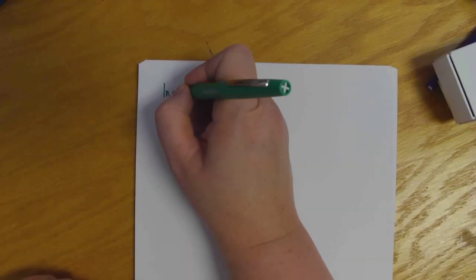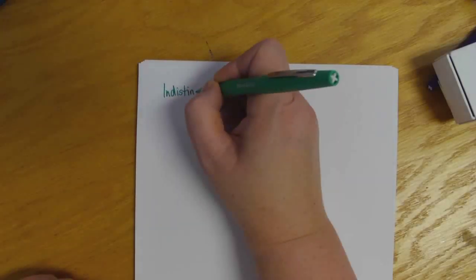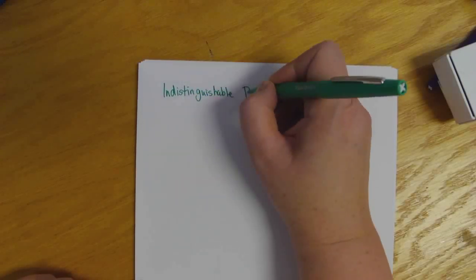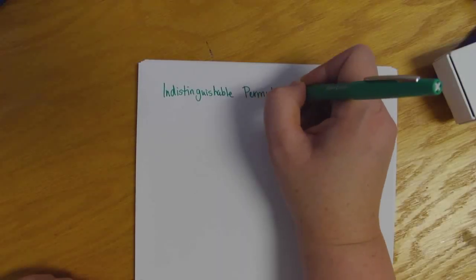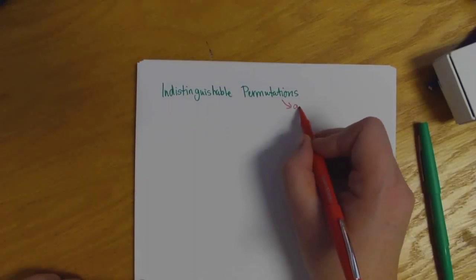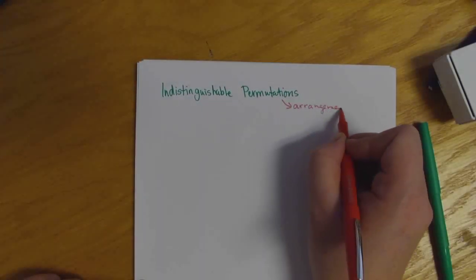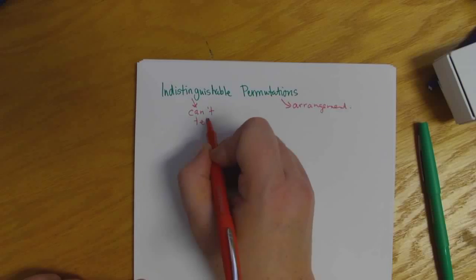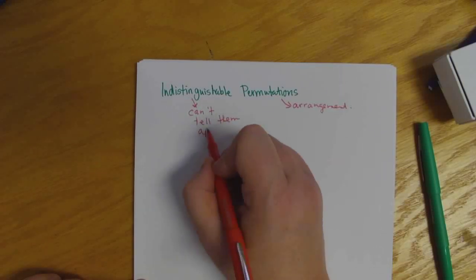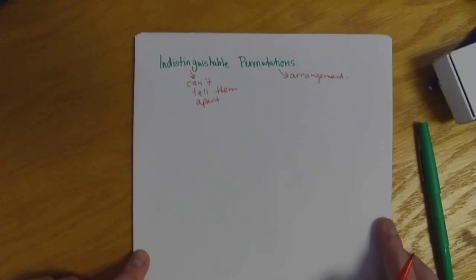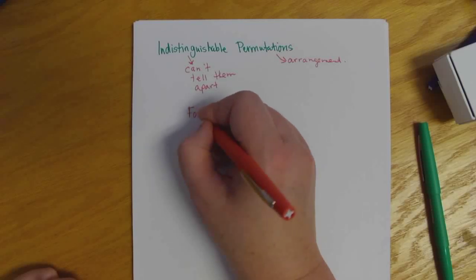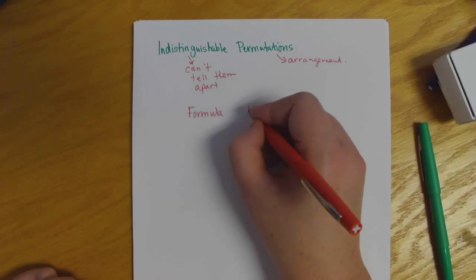We call these indistinguishable permutations. And actually the word permutations means just that, arrangements. And indistinguishable means you can't tell them apart. So like in that last example, if you switch the T's, you can't tell it apart, it still looks the same. So the formula for indistinguishable permutations is this.